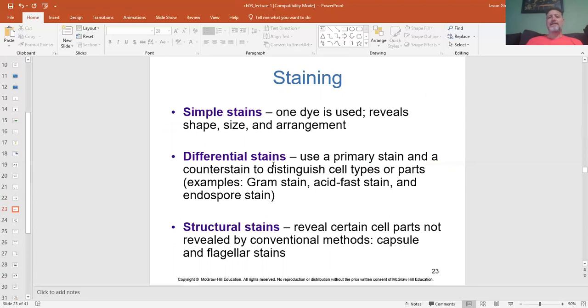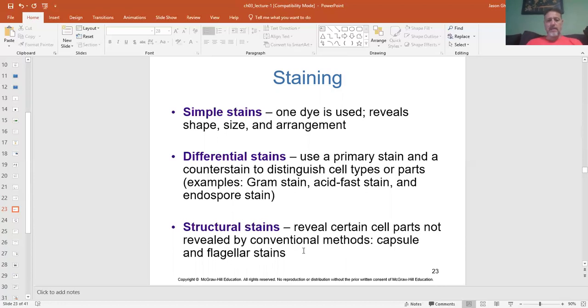Types of staining: simple stains where you're just using one dye, like methylene blue, carbol fuchsin, malachite green, crystal violet, and you'll end up with just one color. Differential stains use two separate stains. You'll use a primary stain and a counter stain. Gram stain is the most common one for this. It uses crystal violet as the primary stain. Then there's a few other things involved in it, but you'll have safranin as your counter stain. And this will distinguish between purple and red colors depending upon whether something is gram positive or gram negative.